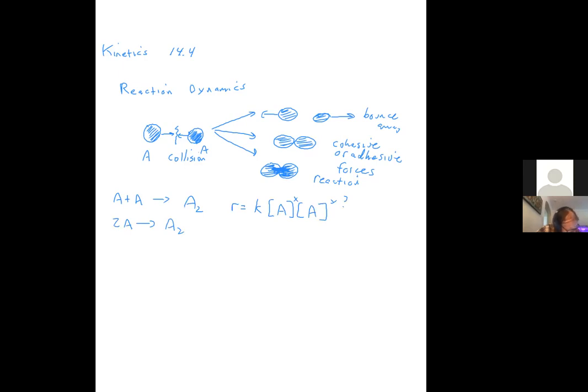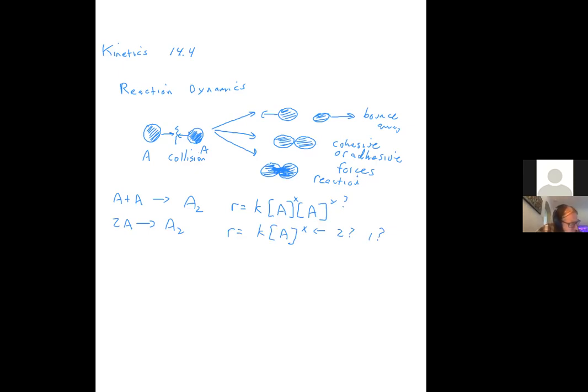Or I could say, wait a minute, it's the same substance. Why am I writing them out separately? I'm just going to put A to the X, because it's the same material. Now, this could be a 2. It could be a 1. We don't know what it is. There's a good chance it's a 2 or a 1. Those are the most common cases.